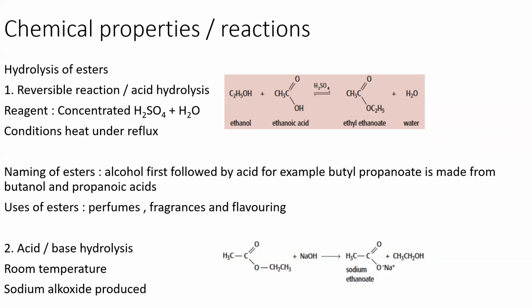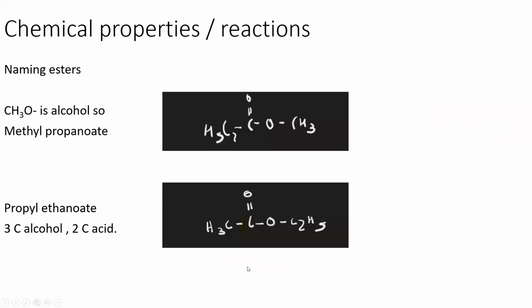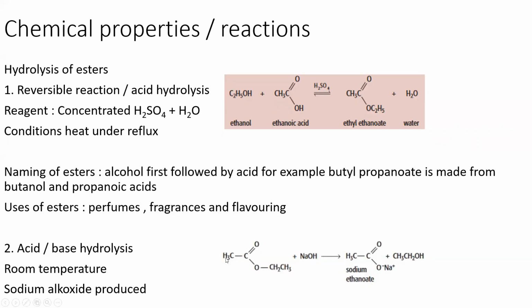You can also do base hydrolysis by NaOH, but take note that once you break the ester linkage, I'll just go back here. What you have here is CH3C double bond O, and then the acid part will react with the excess sodium hydroxide. It'll produce O minus Na plus, giving sodium ethanoate and CH3CH2OH.